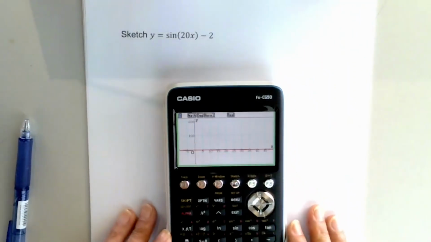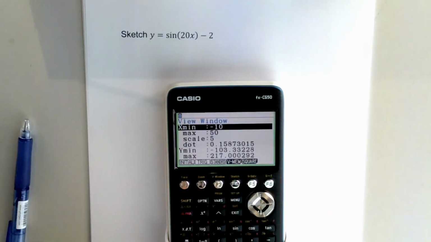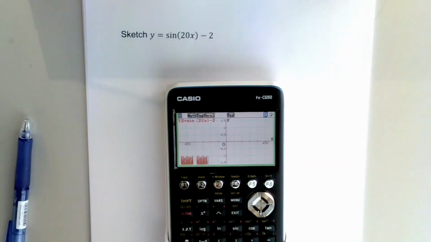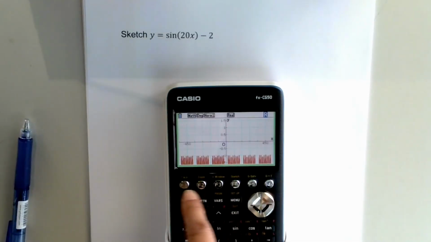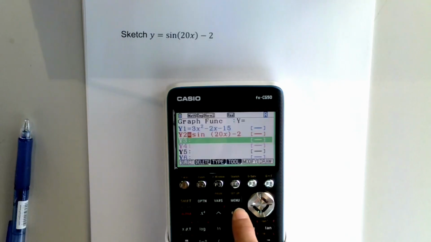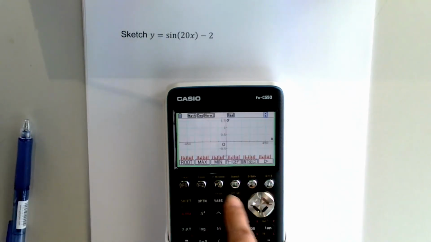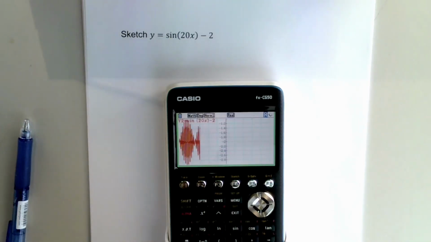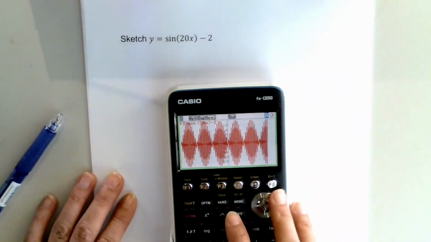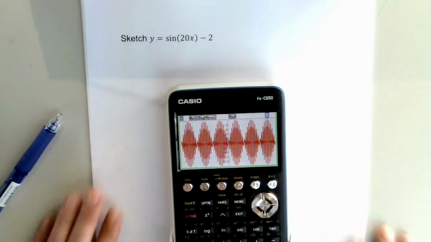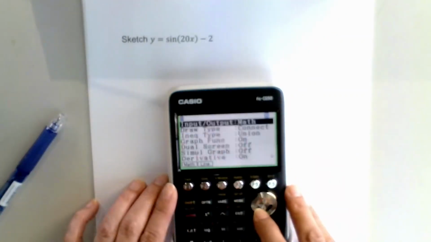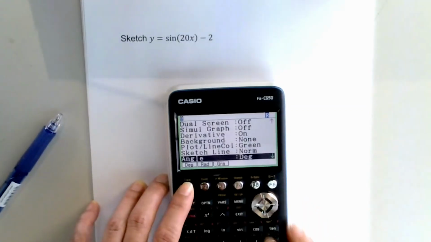Change the window, very good. This is the time when we use trigonometry. Wait, still not right. What's wrong? Ah, yeah. So now let's do a zoom auto. 20x minus 2. Hey, it was right. Let's see if the degree is right. It worked yesterday. What happened today?